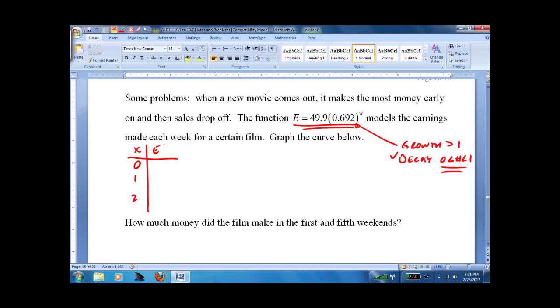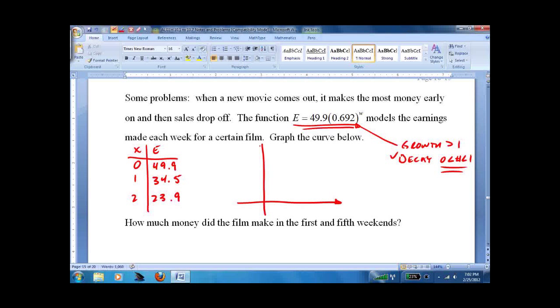To do this, you do need a calculator, although 0 is pretty easy. It'll be 49.9. And then the first will just be 49.9 times 0.692. So this is saying the first weekend it makes almost $50 million. Second weekend it makes $34.5 million. Third weekend it makes $23.9 million.